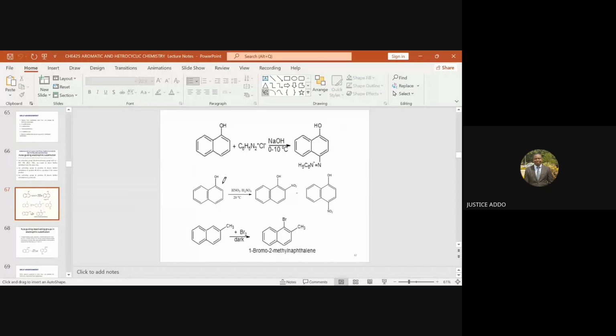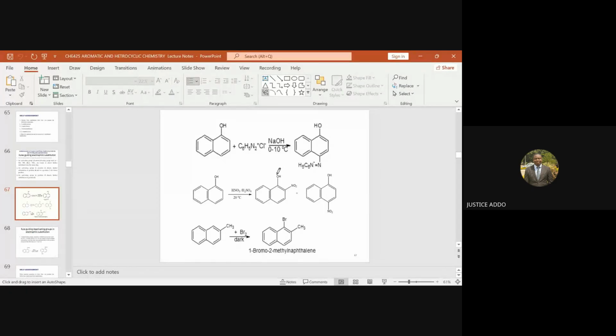Here, the same OH on naphthalene, and you are performing nitration at this temperature. So it can come to position 2, that's the ortho product, or it can come to position 4, that's the para product. Of course, the para product here will be the most stable, and that will be the major product because the two groups are far apart, while the ortho product will be the minor product.